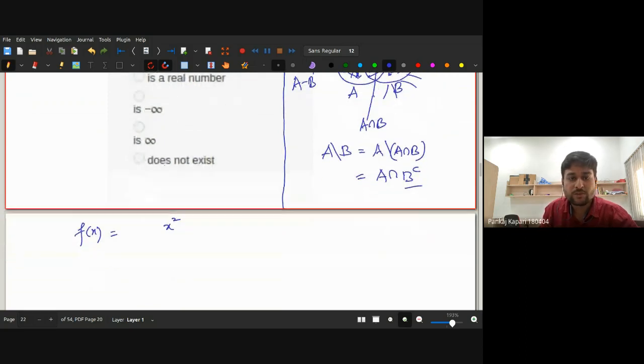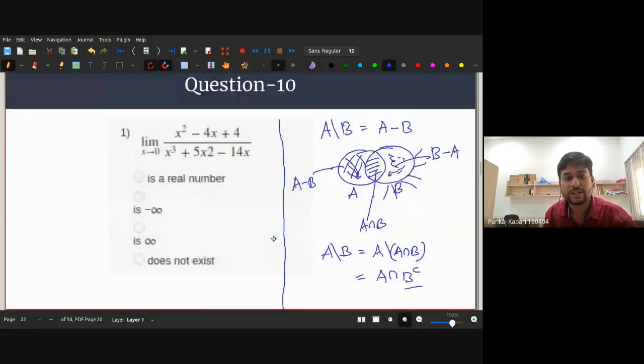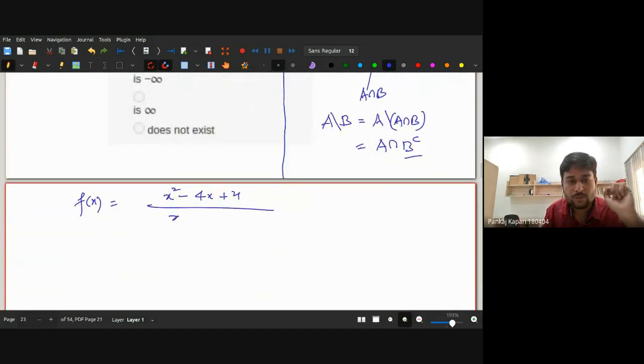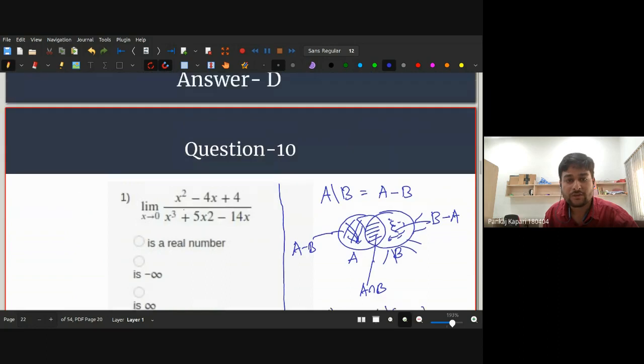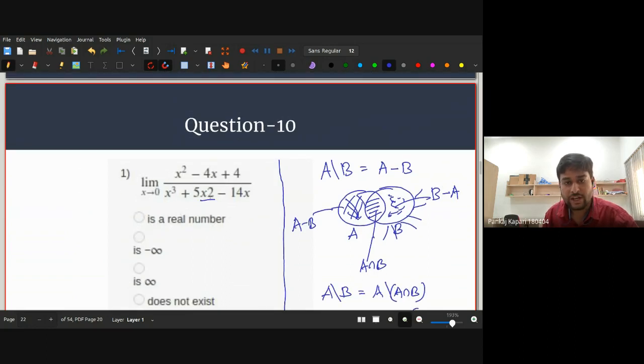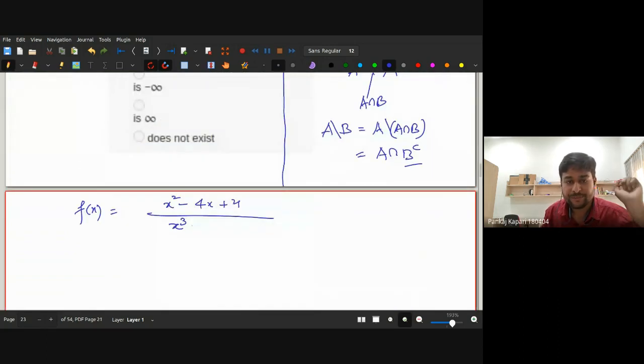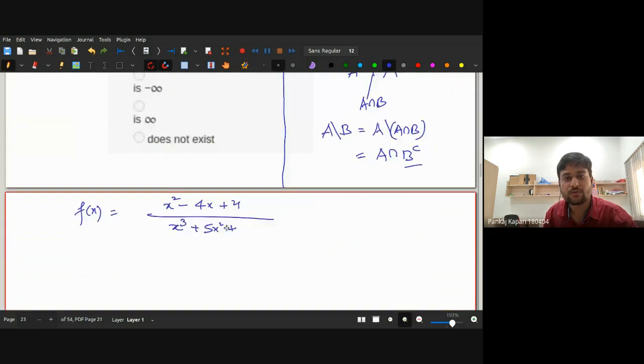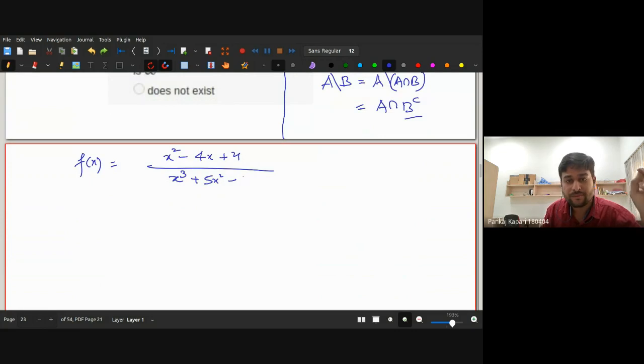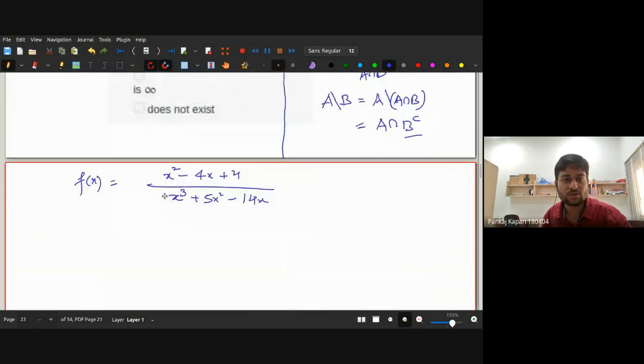x square minus 4x plus 4. Okay, so this is a polynomial, and then you divide this polynomial by another polynomial which is of degree 3. So x cube, and this is 5x square. Okay, there is a little bit of a typo. This is x cube plus 5x square, and then you will have minus 14x. Okay, and you have to find the limit when x goes to 0.